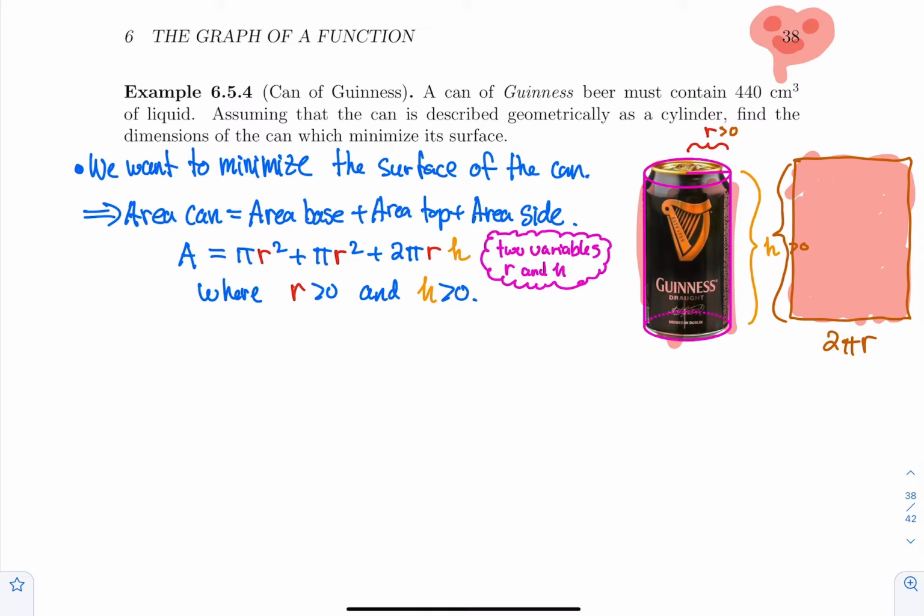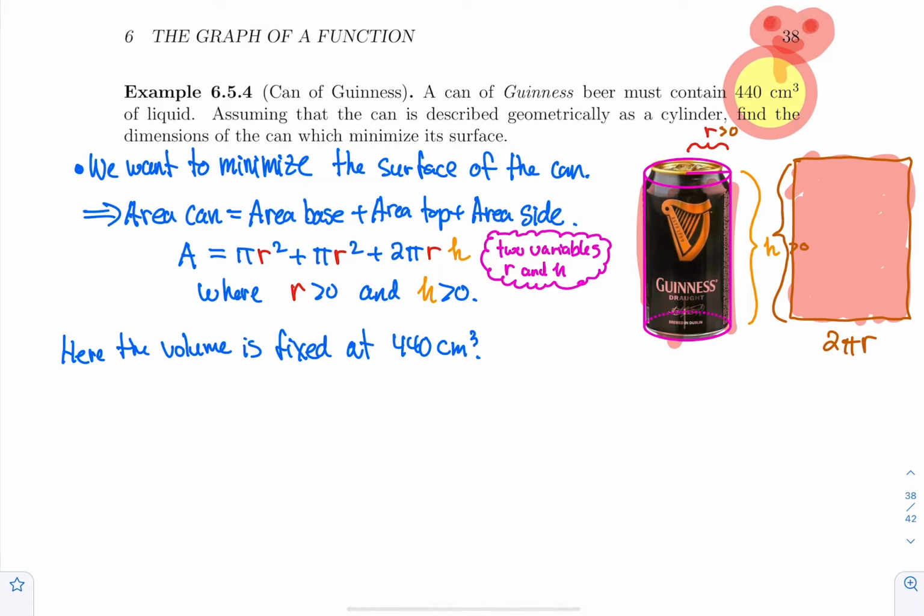The only thing that we haven't used so far that is given in the problem is the volume of that can, and that volume is fixed. We say that we need to build a can where this can must contain 440 centimeter cube of liquid. So we know that this volume is fixed. The volume of this can here is fixed at 440 centimeter cubes. So that's one of the constraints here. We cannot just use any H and any R. It needs to be chosen such that the total volume is 440 centimeter cube.